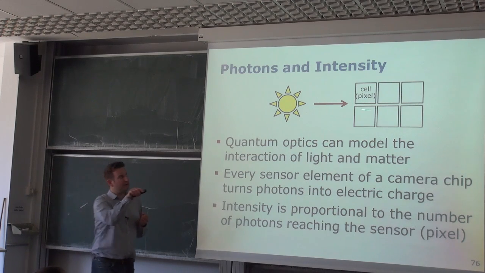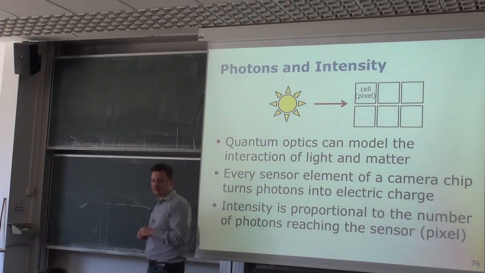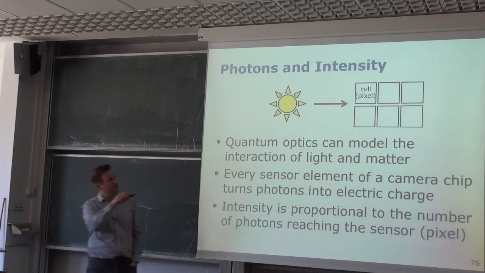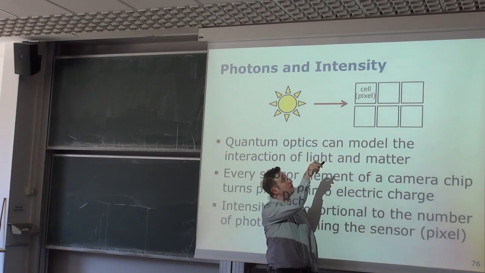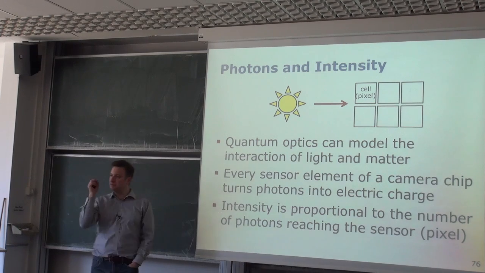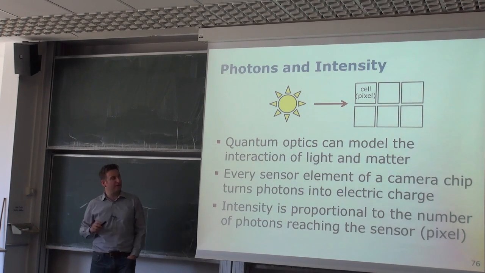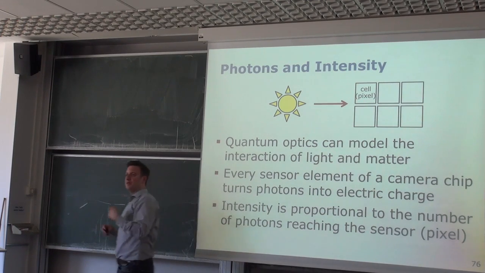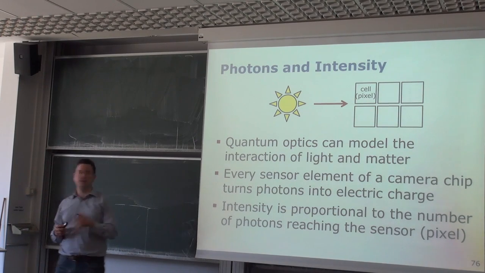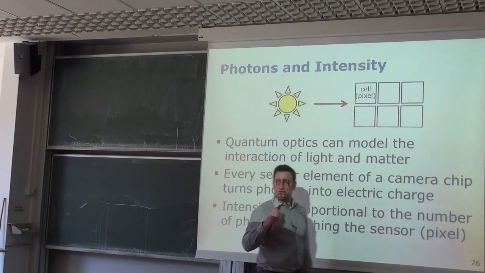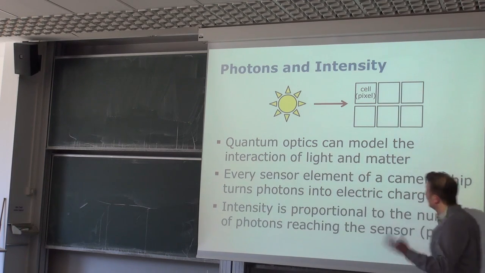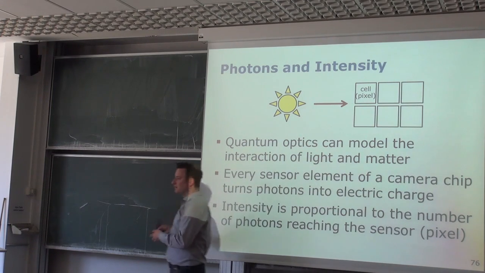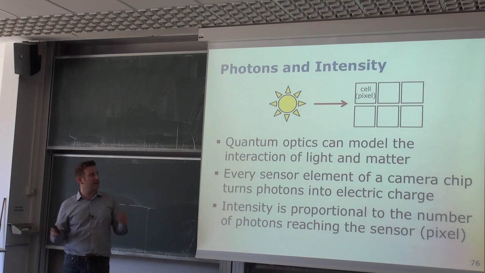If this is my chip with different cells, and I have sunlight over here, the sunlight emits photons. What basically happens is that the photons induce a current in these individual cells. I can measure the current that is induced in these different cells, and the more current I measure, the higher the intensity. Typically, this is a linear relationship based on the number of photons I have. So 1,000 photons is half as bright, in terms of the intensity that I measure with my chip, as 2,000.